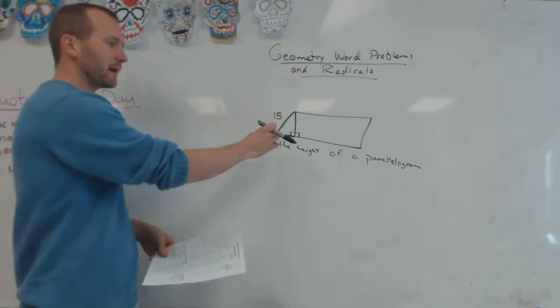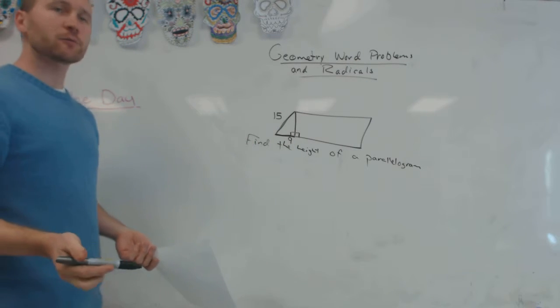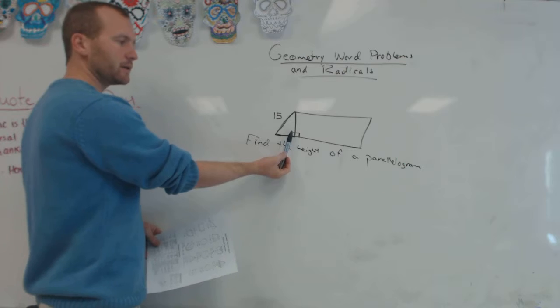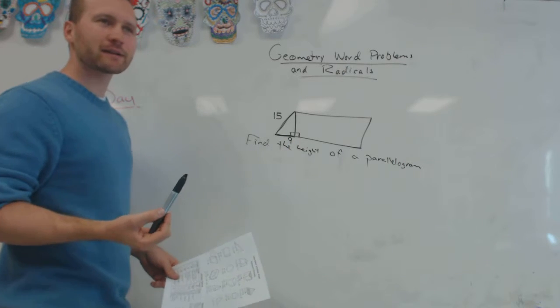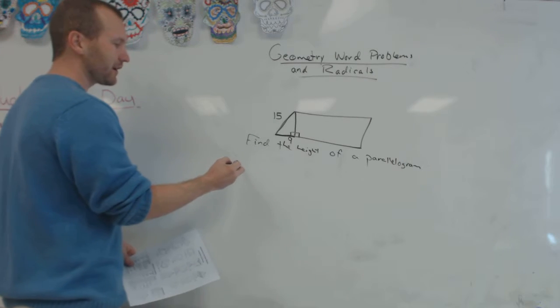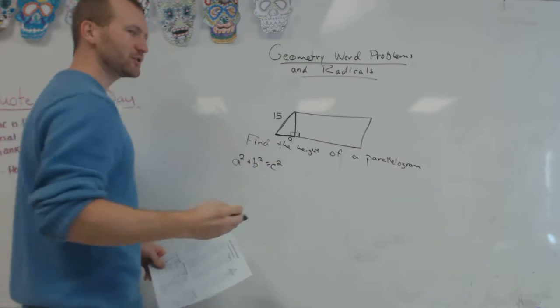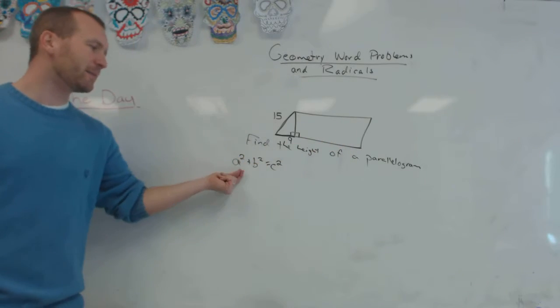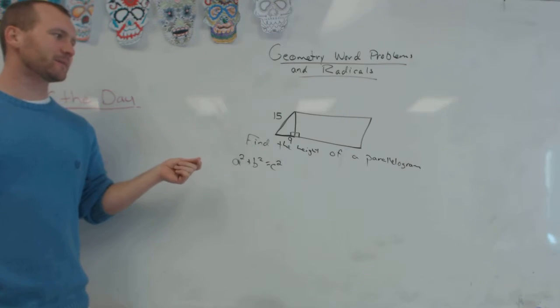What kind of shape do we have in there? Oh, this is a right triangle. What do we know whenever we see a right triangle? What do we automatically want to think? A squared plus B squared equals C squared, the Pythagorean Theorem. It jumps into your head. Right triangle, Pythagorean Theorem. You're almost always going to need it when you see a right triangle.